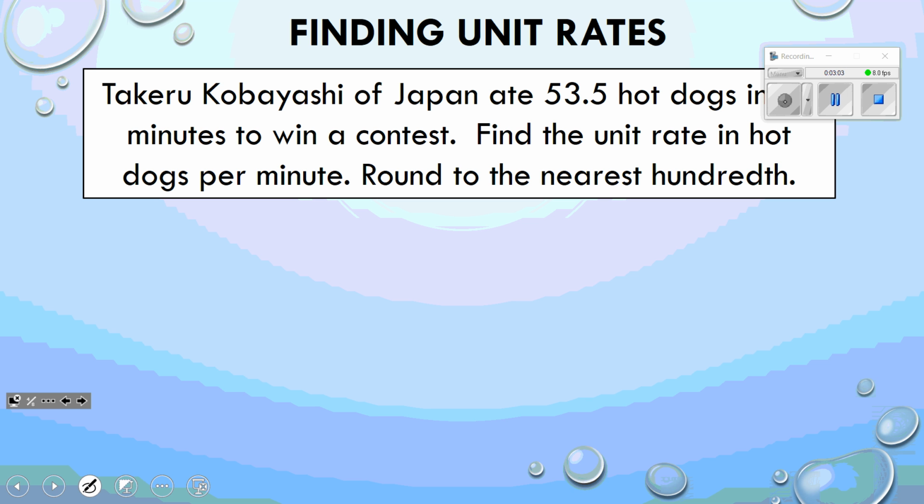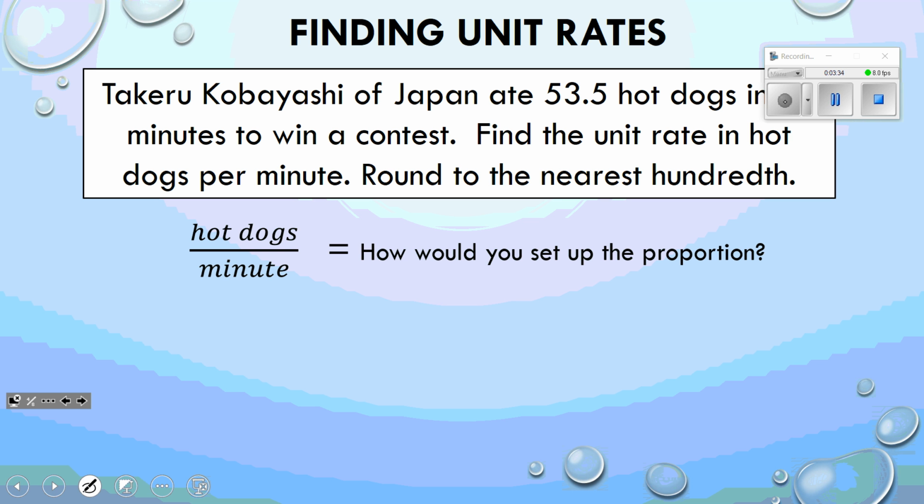This person from Japan ate 53 5/10 hot dogs, which is 53 and a half hot dogs, in 12 minutes to win a contest. I love the Coney Island hot dog contest. It's insane. Find the unit rate in hot dogs per minute. Round to the nearest hundredth. So again, if you read up here, hot dogs to minutes. It tells us that hot dogs is going to be on top and that the minutes are going to be on the bottom. So first it says they ate 53 and a half hot dogs in 12 minutes.